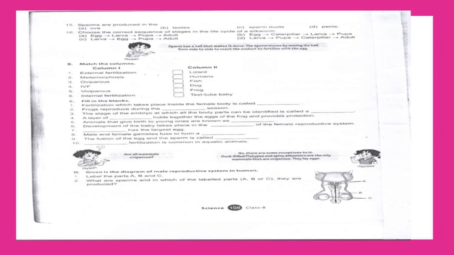8. Male and female gamete fuse to form a zygote. Are you clear? Yeah? Then the fusion of egg and the sperm is called fertilization. Then external fertilization is common in aquatic animals.